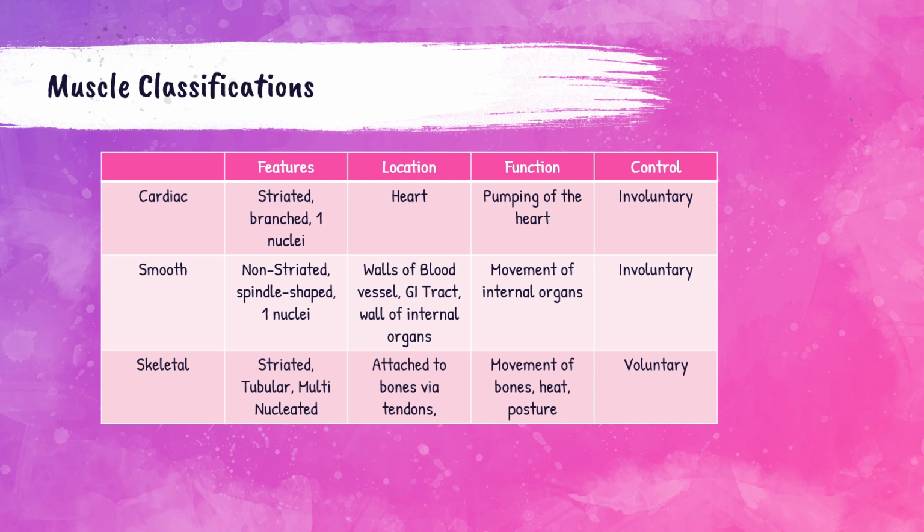Skeletal muscle is attached to bones via tendons and functions to move these bones, as a source of heat for the body, and also for maintaining body posture. So these are voluntary muscles. We don't have to think about making our heart pump, correct? So that's involuntary. But if we want to go take a walk, we have to consciously think about moving our legs in order for these muscles to contract to allow us to walk, right? So that's voluntary versus involuntary. Skeletal muscle is striated and tubular in shape, and they have multiple nuclei present in each fiber.